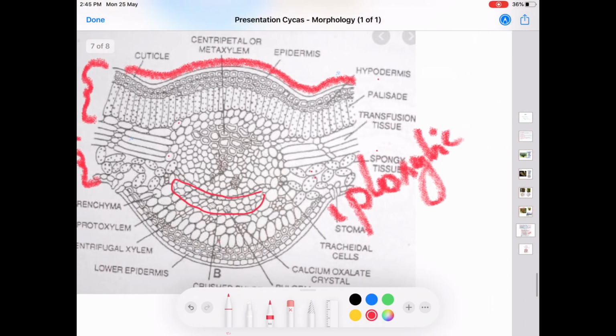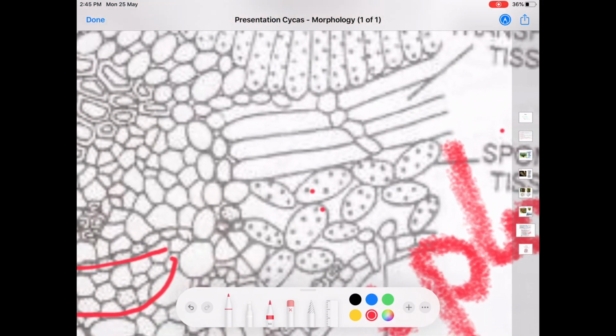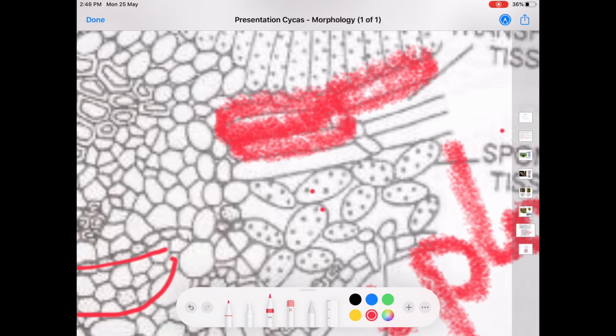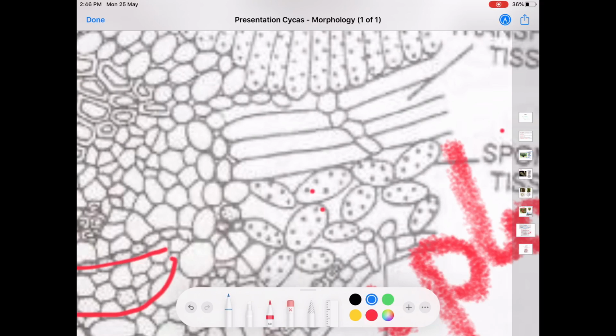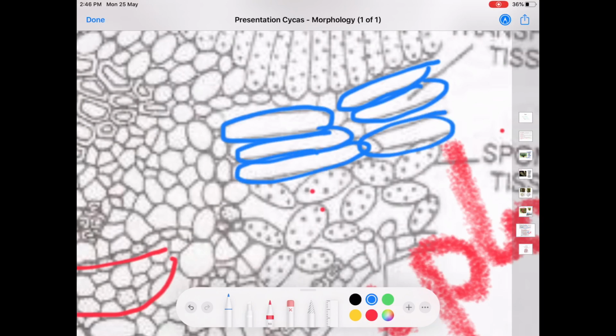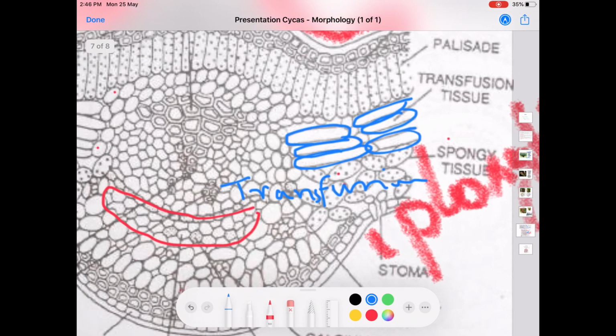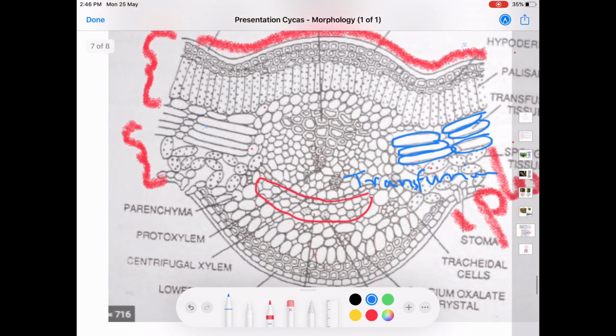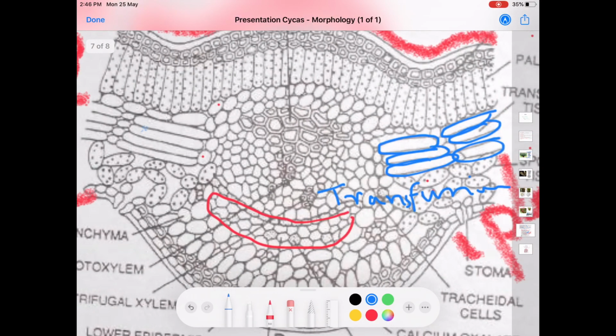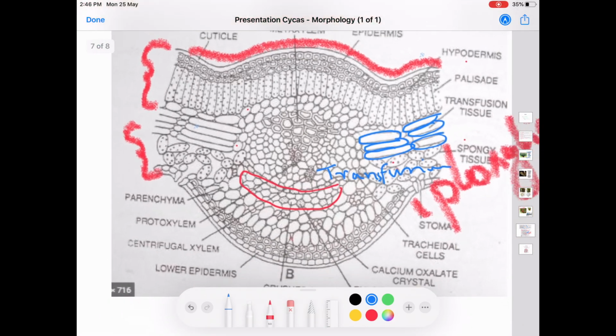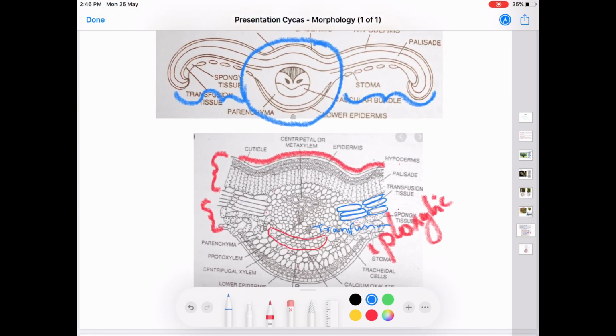In Cycas leaflet, you can see some parallelly running parenchymatous cells in between the palisade and spongy tissue, and these are known as transfusion tissue. The main functionality of the transfusion tissue is the supply of water from the vascular cylinder to the wings. On both sides, you can see the transfusion tissue, and normally it will be 3 layered. And this is all about the anatomy of the leaflet in Cycas.